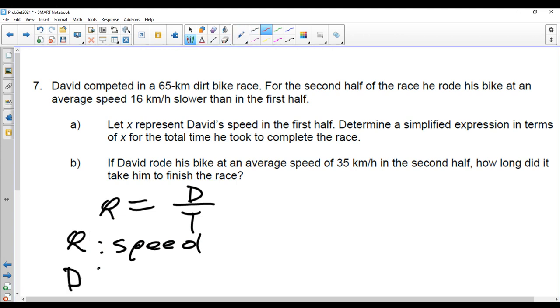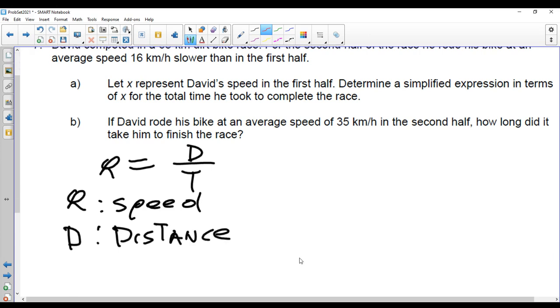The D goes for distance. And the T stands for time. Now, you could measure these in different units. Speed is, in our context, usually in kilometers per hour. If you're in America, then it would be miles per hour. They measure things in imperial units. We tend to do it in metric units. But it's still the same relationship.